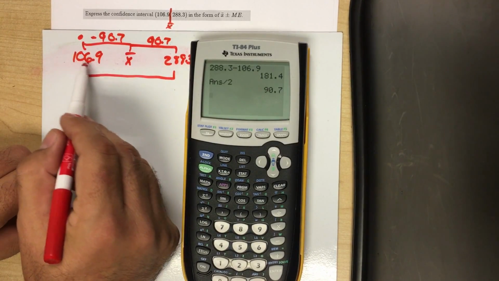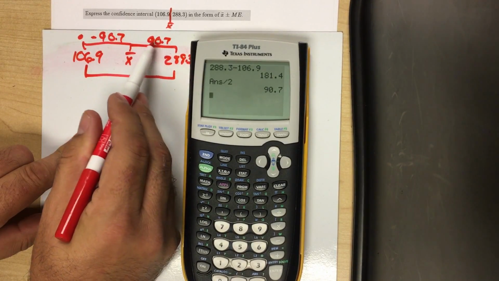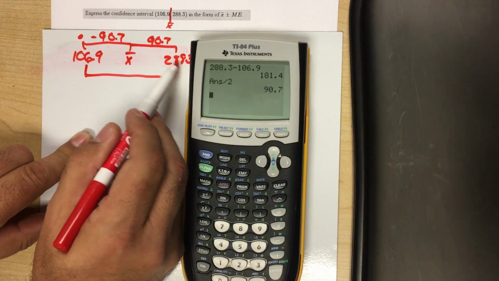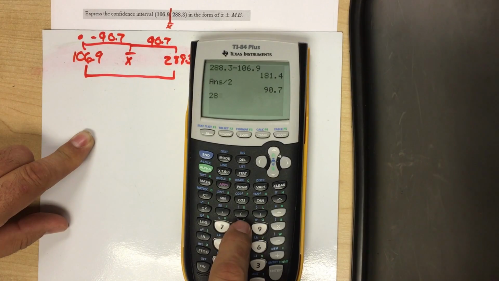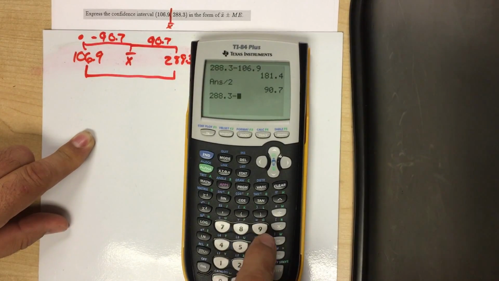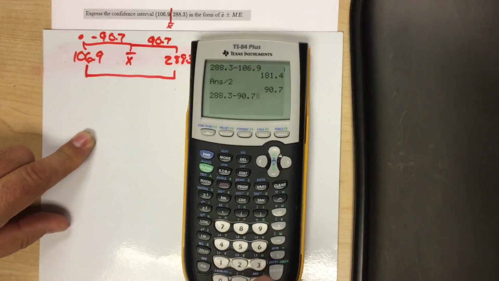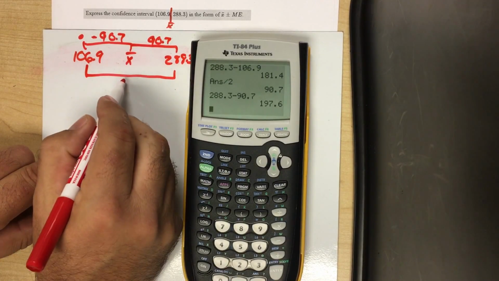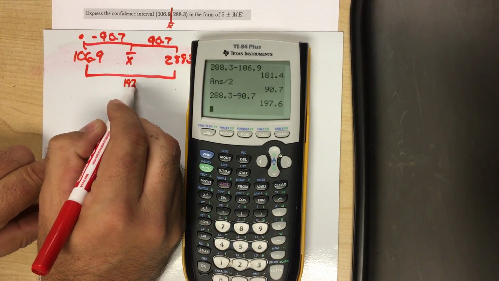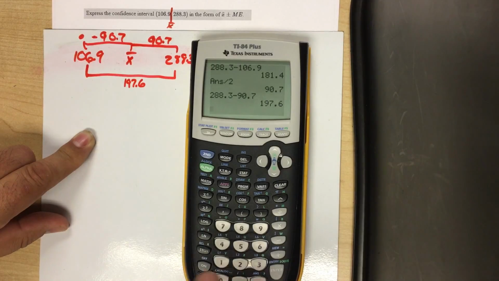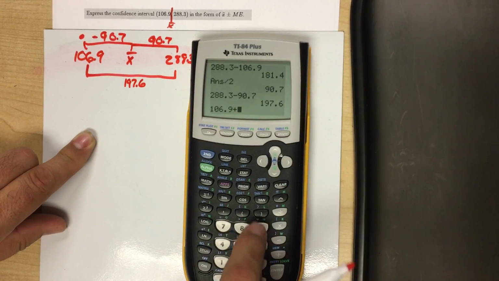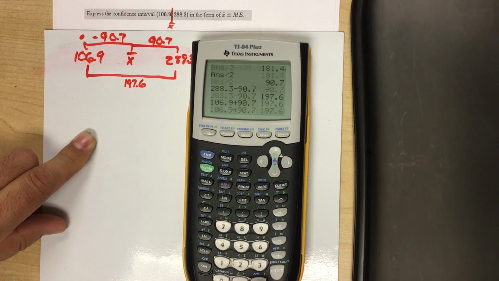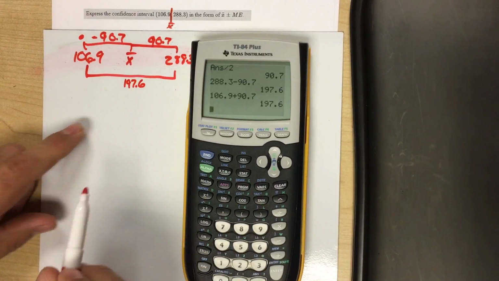So all I have to do is take this 106.9 and add the 90.7, or subtract the 90.7 from the 288.3. So I'll just do it that way. I'll just go 288.3 and subtract out the 90.7, and I get 197.6. So this number in the middle, 197.6. And now we can just check on the other side just to make sure I'm right. I got 106.9, and let's add in the 90.7, and that gives me the 197.6 again.